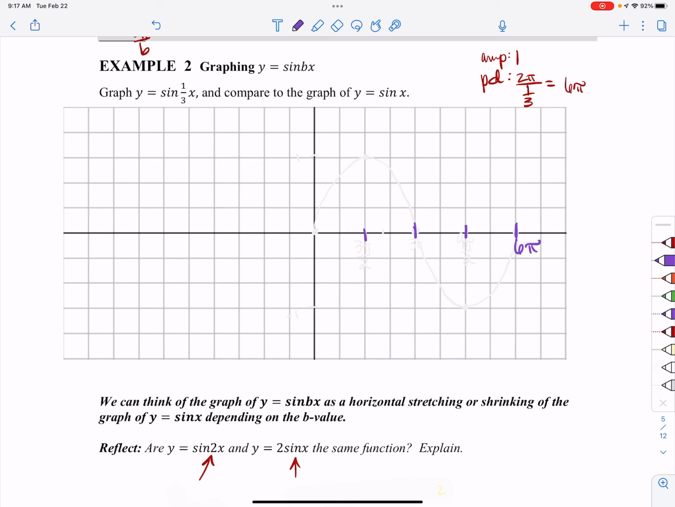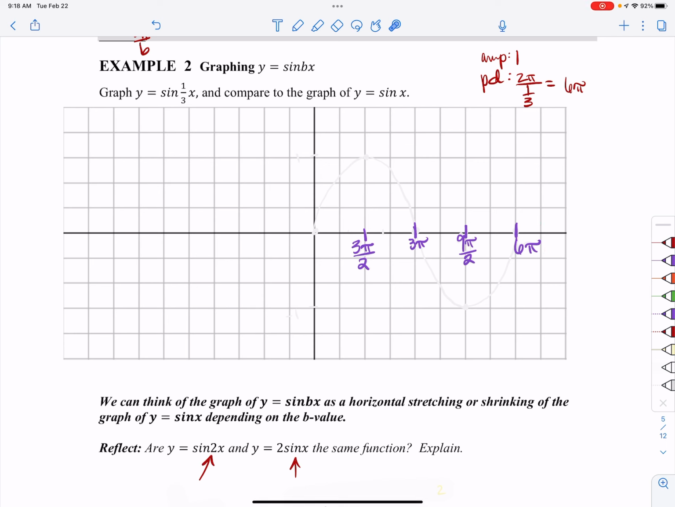Take half of that, that will be 3 pi. Take half of that, that will be 3 pi over 2. And then I can just count. So I have 3 halves, 6 halves, 9 halves, and then the last one would be 12 halves. And of course, you see that 2 of those were reduced.